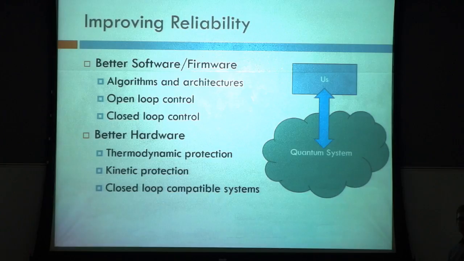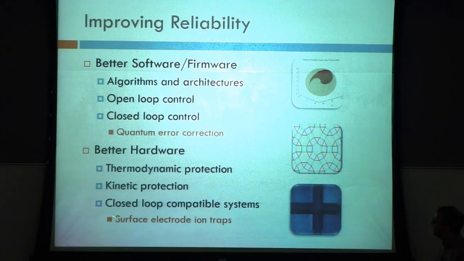So today, I'm going to really briefly just talk about surface electrode ion traps. And then I'm going to explain how quantum error correction works, and then talk about a recent experiment we did in collaboration with the University of Maryland on quantum error detection.